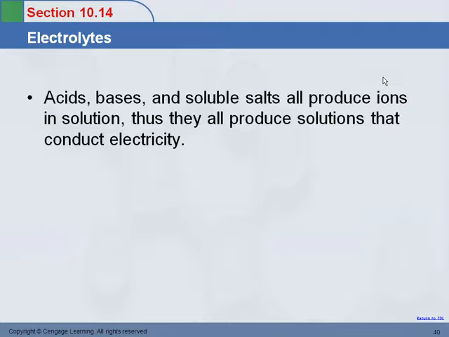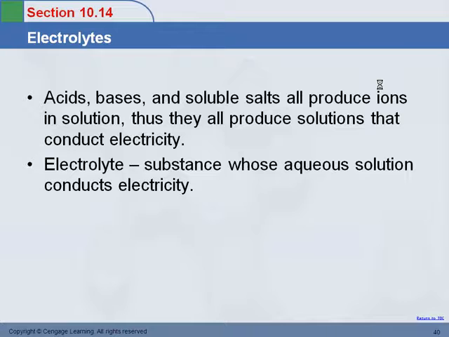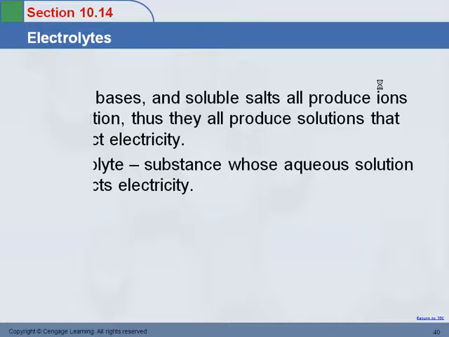Electrolytes. These are essentially looking at characteristics of different substances that when we put them in water, do they dissociate or don't they dissociate? If they do, they're dissociating into ions, and those ions are producing solutions that conduct electricity. Turns out that acids, bases, and soluble salts, when we put those into solution, they all produce some level of ions. And so we can categorize them as electrolytes, a substance whose aqueous solution conducts electricity.